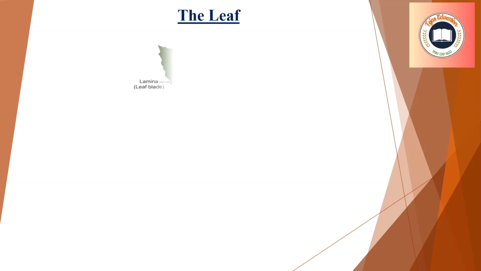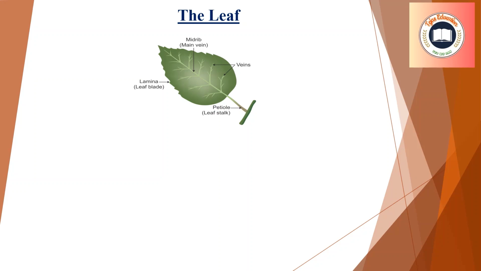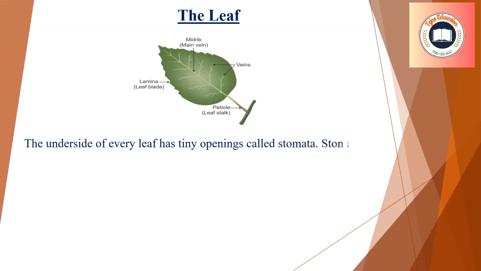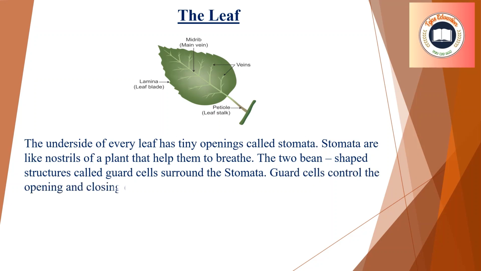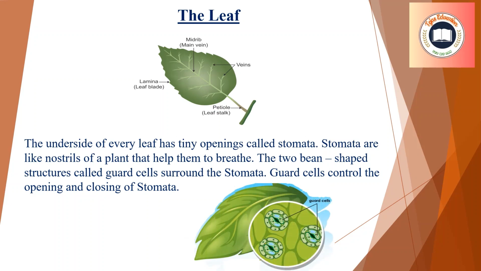See the diagram of the leaf and the labelings. Where is the midrib, vein, lamina, petiole? See to that. The underside of every leaf has tiny openings called stomata. Stomata are like nostrils of a plant that help them to breathe. The two bean-shaped structures called guard cells surround the stomata. Guard cells control the opening and closing of the stomata. So you can see the diagram of the guard cells controlling the opening and the closing of the stomata here.